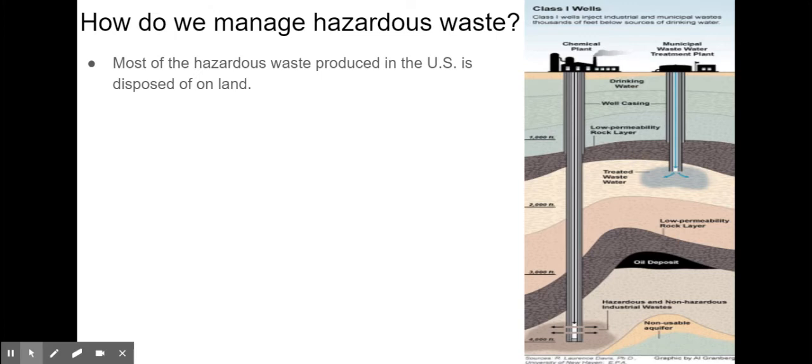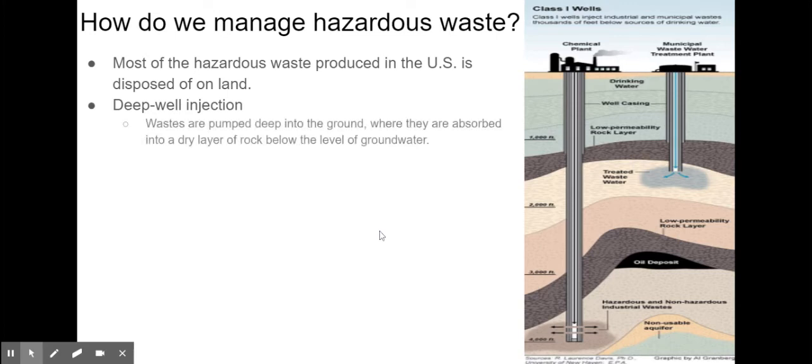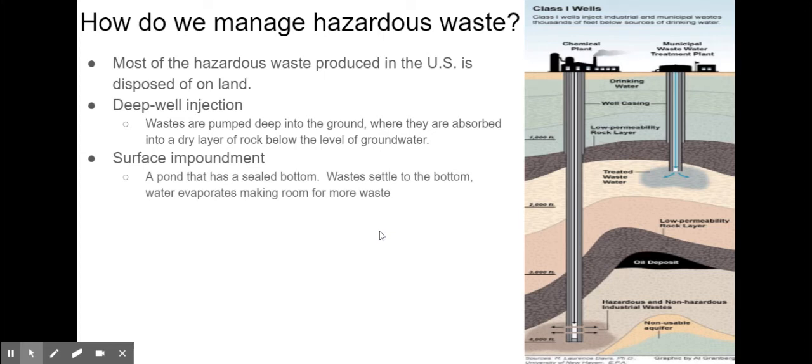Most of the hazardous waste produced in the United States is disposed of on land. Deep well injection is where wastes are pumped deep into the ground, where they are absorbed into the dry layer of rock below the level of groundwater. Surface impoundment uses a pond that has a sealed bottom. Waste settles to the bottom, and water evaporates, making room for more waste.